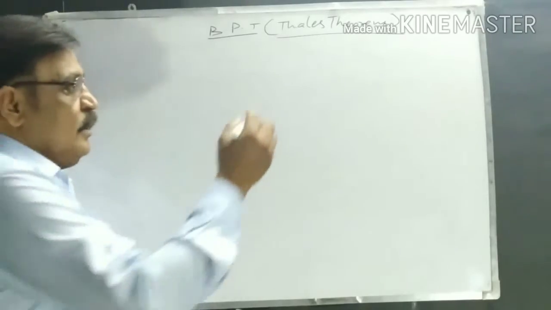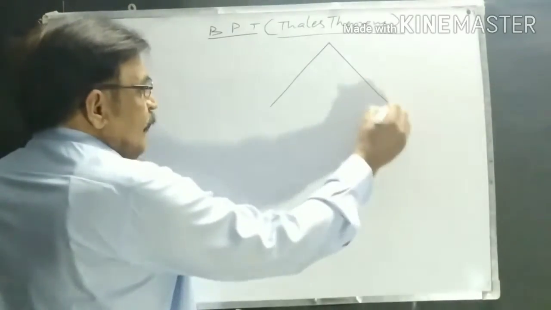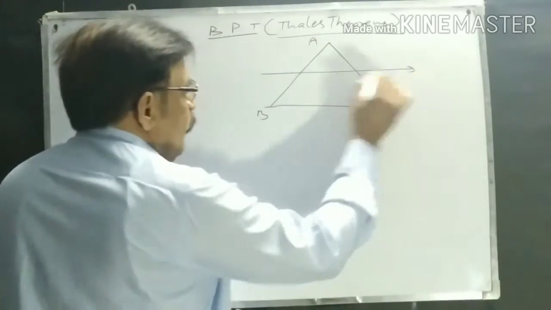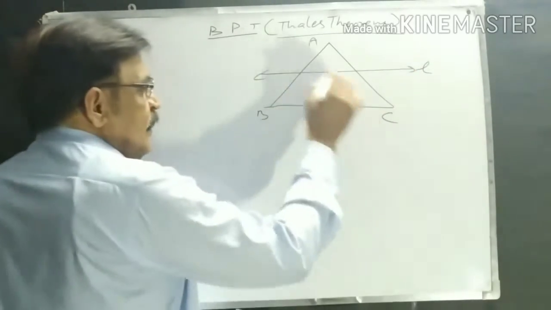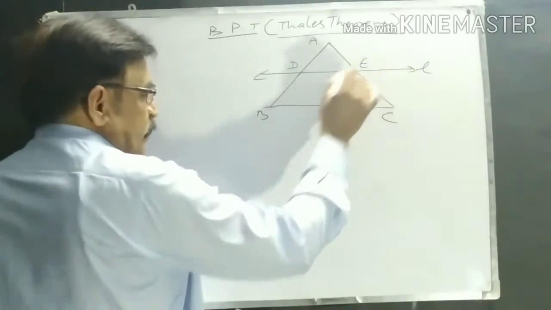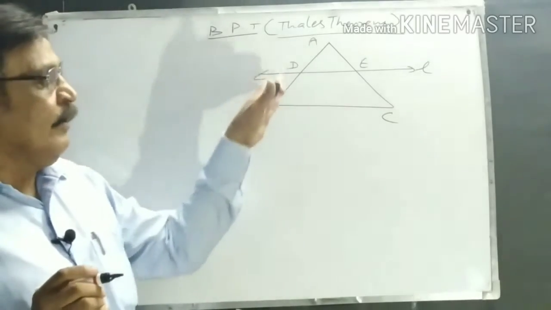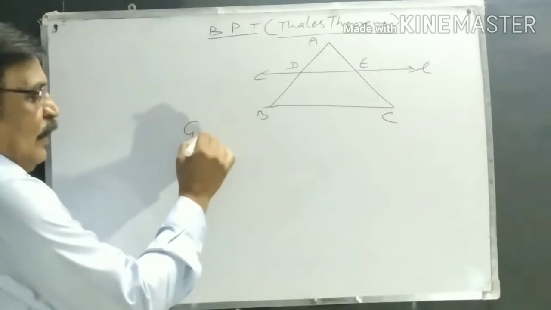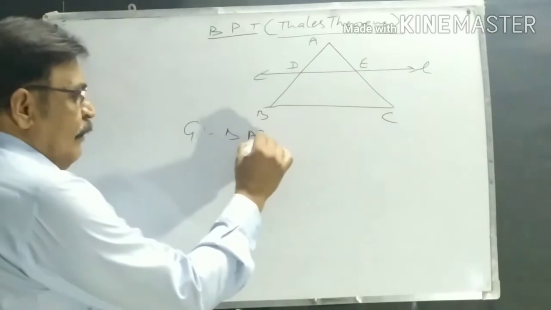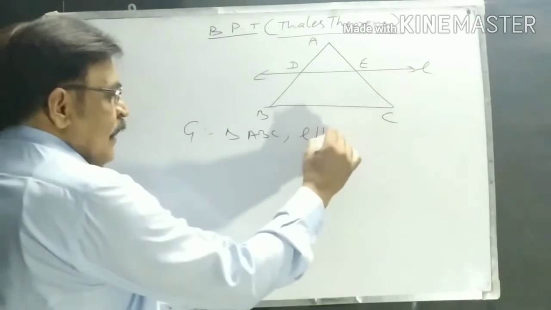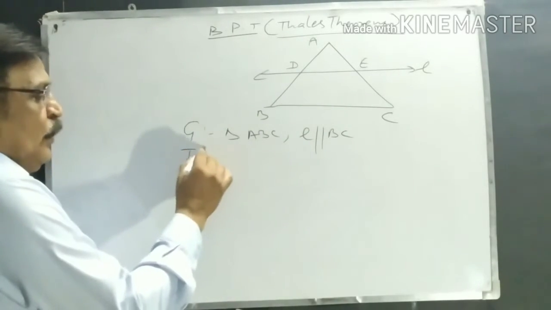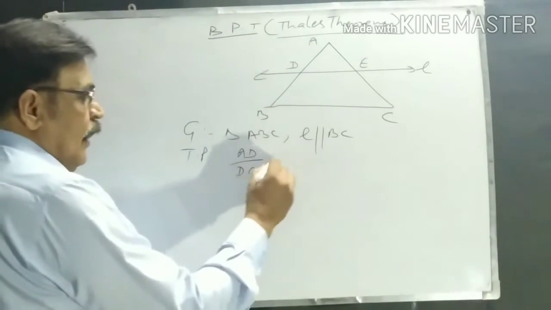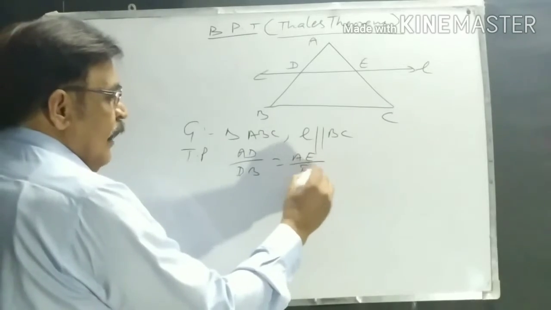What is Thales theorem? In a triangle, if a line is drawn parallel to one side of the triangle, intersecting the other two sides at two distinct points, then it divides the two sides in the same ratio. So how will you do it? First of all, you write: given triangle ABC in which DE is parallel to BC. What are we supposed to prove? The ratio AD upon DB is equal to AE upon EC. This we have to prove.